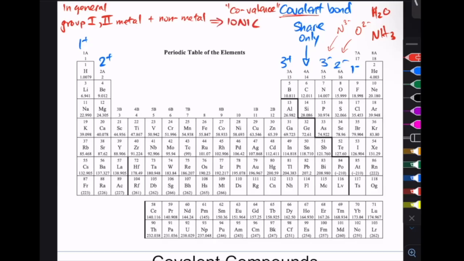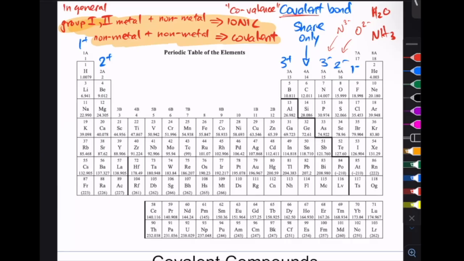Okay? And if we have two nonmetals, so if we have a nonmetal plus a nonmetal, we're going to consider that to be covalent for sure. When I say for sure, I mean for the purposes of what we need to be focused on in this class. So let's highlight that, just so you have those general rules in mind.